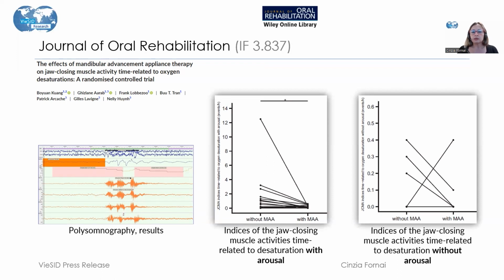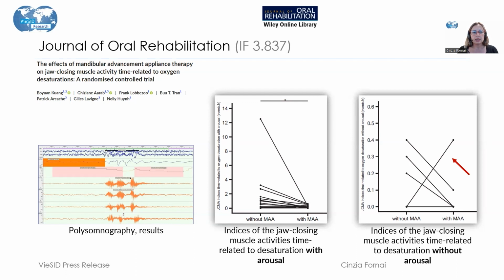Here, the indices of the jaw closing muscle activities time related to the saturation without respiratory arousal are reported. In this case, the authors reported no significant changes. However, I would read these results a bit differently, as according to this graph and its caption, 13 subjects didn't show jaw closing muscle activity associated with hypoxia without respiratory arousal. In 3 subjects instead, they were present and were reduced by the use of the mandibular advancement appliances.